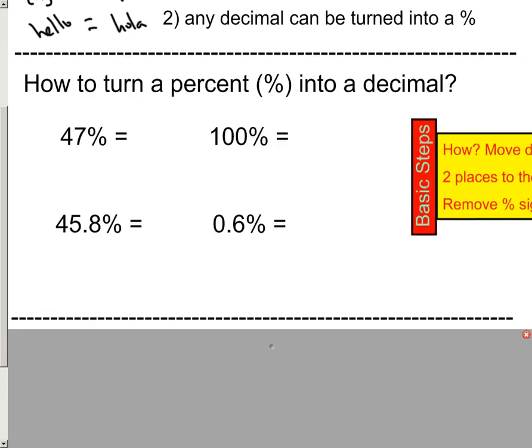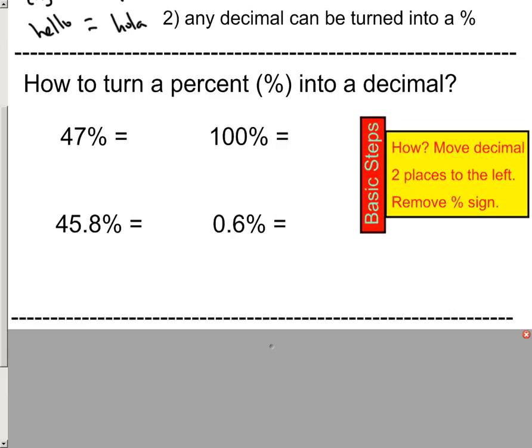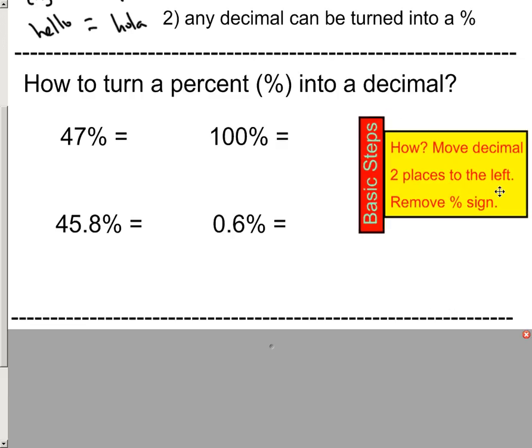There's a decimal that's involved every single time. And we're just going to move it 2 places to the left, and then we just drop that percentage sign. So let's go right here. Where's my decimal at? It's actually waiting right behind the 7. It's like an invisible decimal. You can put it in there if you need to. And we move it 2 spots to the left, and then we leave the decimal sit right there. So that becomes 0.47, and we remove the percentage sign.